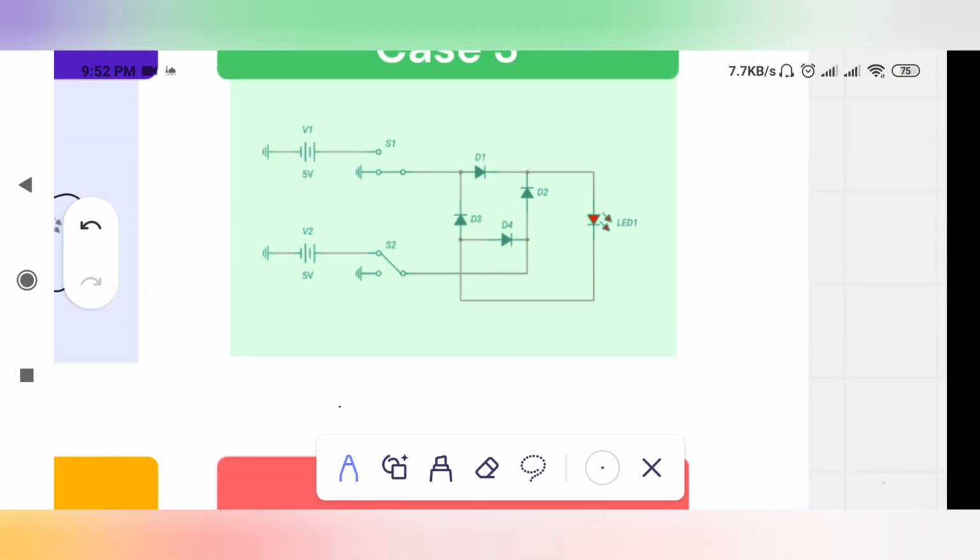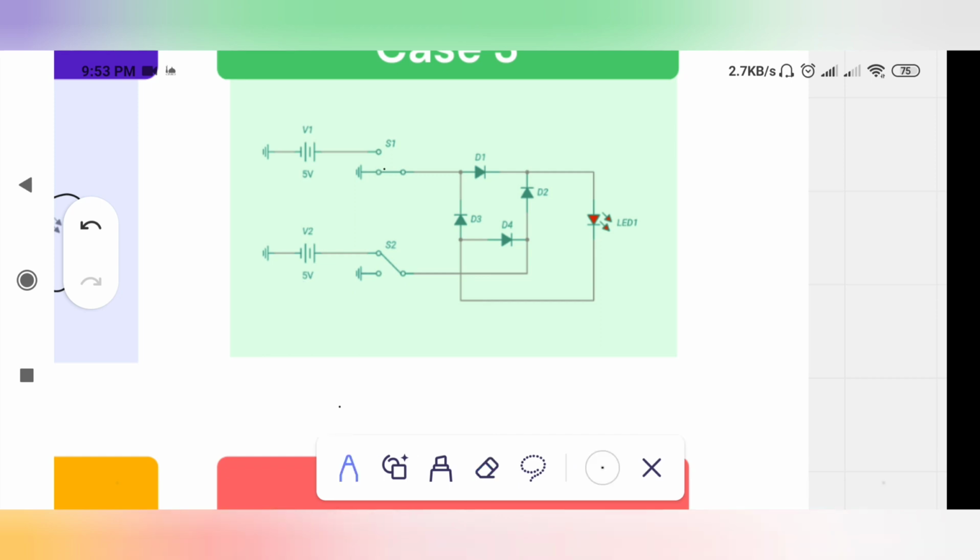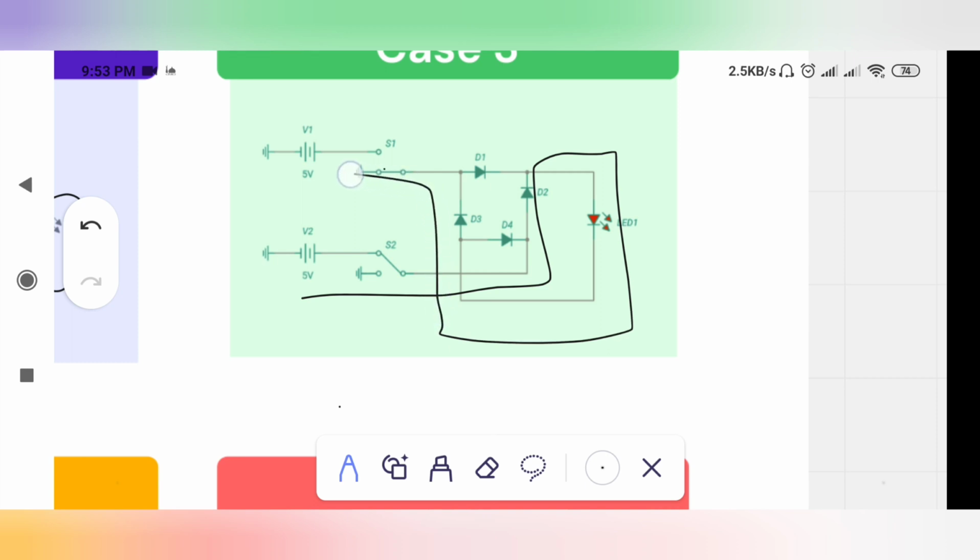Now come to the next case. You can see in this case S2 is connected to the 5 volt source and S1 is grounded. Now let's examine the circuit. The current will flow from higher potential to lower potential, from the 5 volt source through D2 and then the LED, and then it will pass through D3 and then ground. So there is a higher potential, that is 5 volt, and a lower potential, that is 0 volt ground. In this case D2 and D3 will work while D1 and D4 will remain turned off.